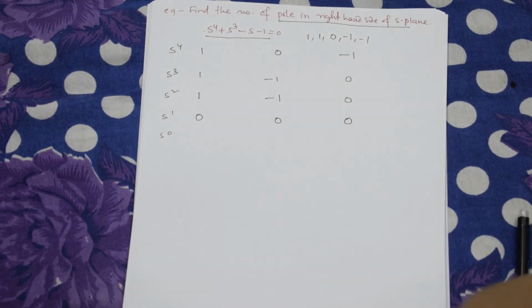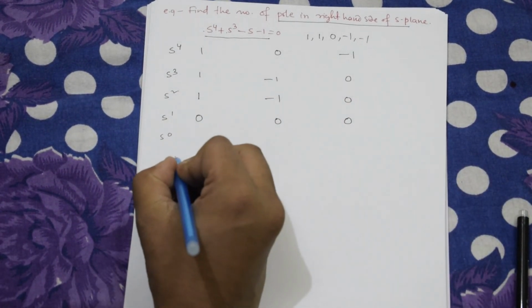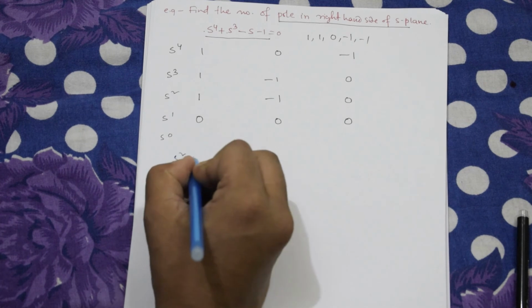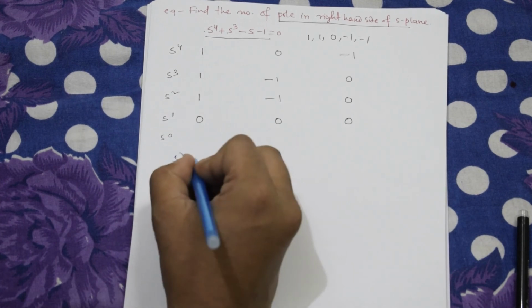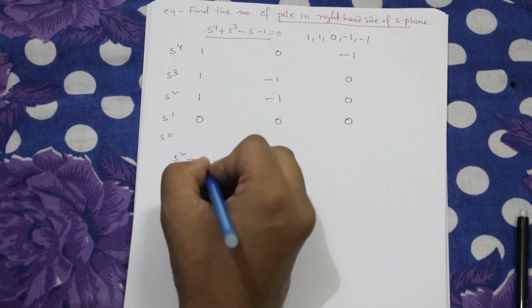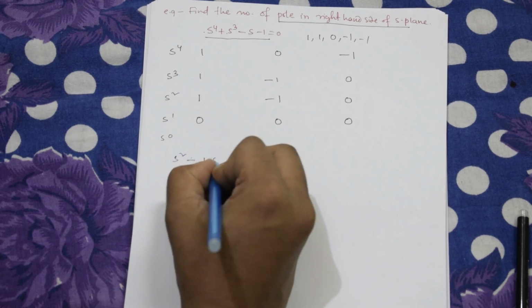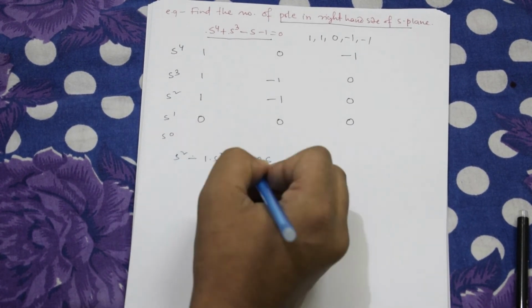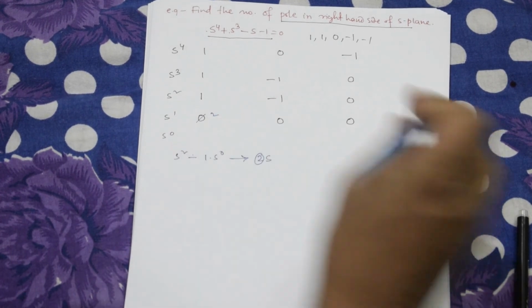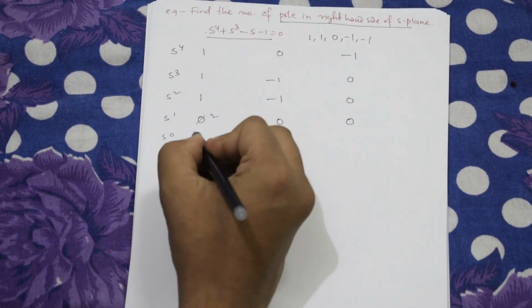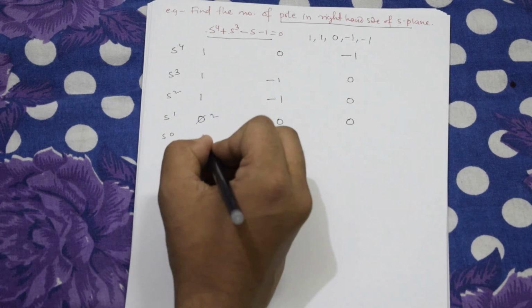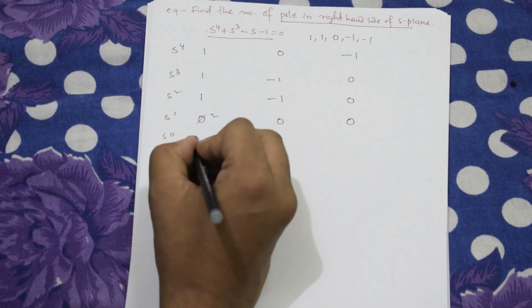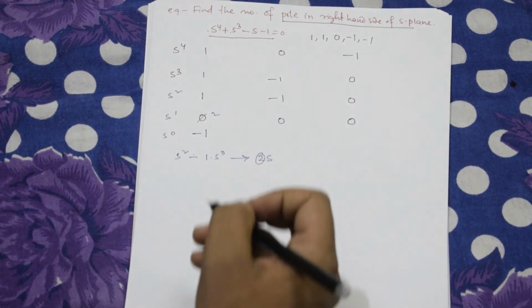So we need an auxiliary equation. It will be 1 s square plus 1 s square minus 1 into s plus 0. If we differentiate it, we will get 2s. So we'll put the value of 2 here. After that, we need to calculate this coefficient. 2 into minus 1 by 2, it is minus 1.